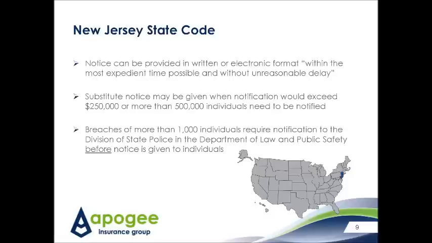Breaches of more than 1,000 individuals require that you notify the police and the Department of Law and Public Safety and any regulators that also oversee you before you notify anybody else. So again, it ties back into that unreasonable delay. You've got to get on everything very quickly.